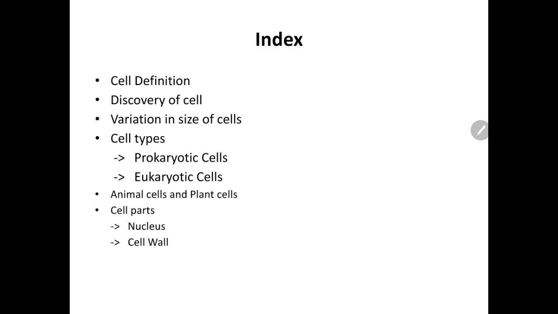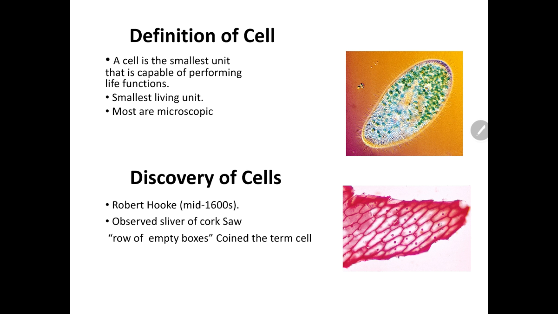Today we learn about cell definition, discovery of cell, variation in sizes of cells, cell types which are prokaryotic and eukaryotic, animal cells and plant cells and their differences, and cell parts, mainly the nucleus and cell wall.